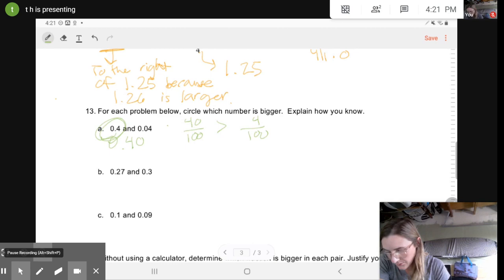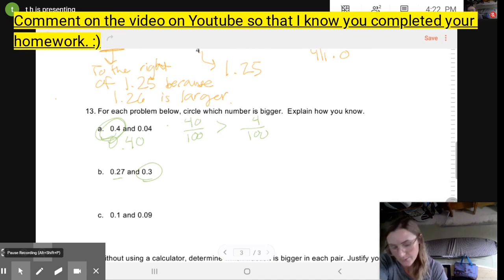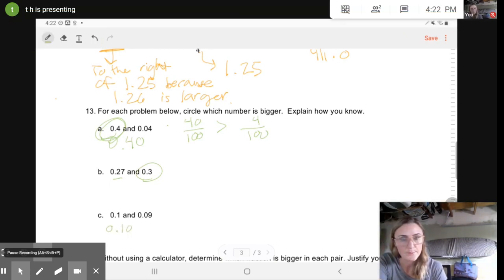0.27 and 0.3, well, 0.3 is going to be bigger because this is 0.30, and that's 30 hundredths, where this is only 27 hundredths. 0.1 versus 0.09. Well, I could always rewrite as 0.10, and 0.10 is bigger than 0.09.